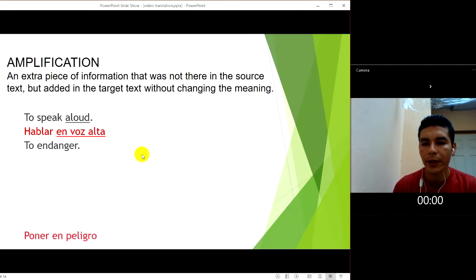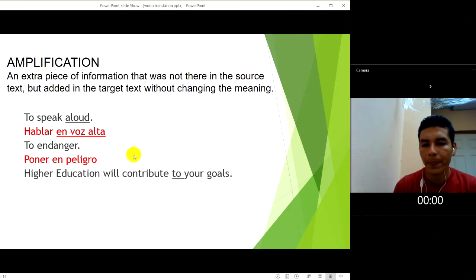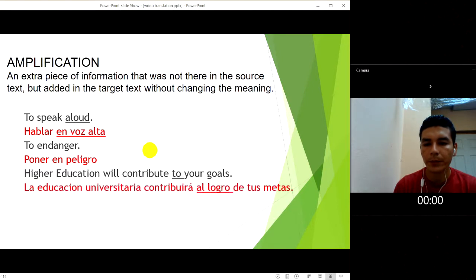Another sentence, "to endanger" is a short sentence, but we amplified the sentence in Spanish. "Poner en peligro." This other one: "Higher education will contribute to your goals." "La educación universitaria contribuirá al logro de tus metas." As you can see, it's extra information, it's amplification.